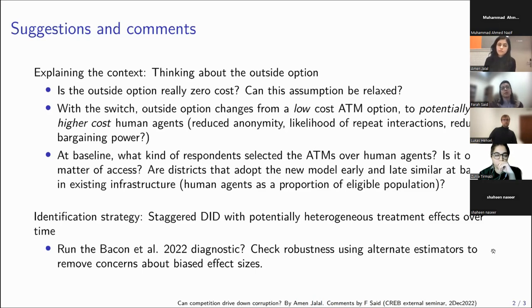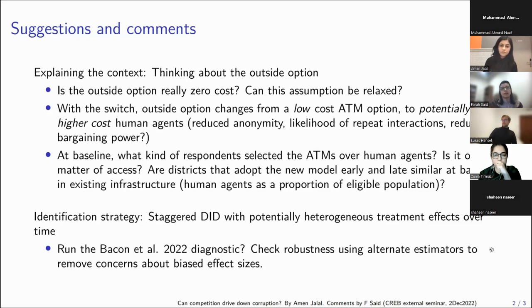I'm also curious about baseline: if you can describe the kind of respondents who selected the ATMs over human agents. You may not have a lot of data on this, in the sense that there may not be many who made that switch, but it would still be interesting to see, because it would highlight what the motivations were initially when there was an option to go to the ATM or to the human agent, and vice versa. I think there are unobserved dynamics at play which this analysis at the moment might not be capturing.